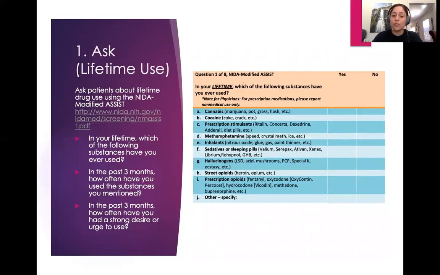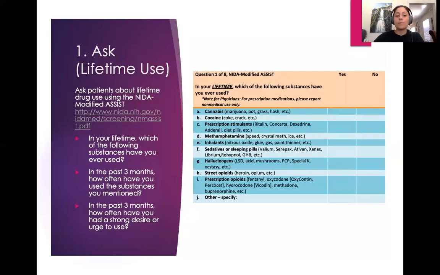Assuming the client has endorsed use of any of these things, and there's another list here of a bunch of different ones you would assess for, you would then move on to asking about lifetime use. And the NIDA modified assist measure, part of which is shown here, is an 8-item measure that assesses for 9 different drugs, including cannabis, cocaine, meth, sedatives, opioids, and lots more. And if the client answers yes for any of them, you then proceed with questions 2 through 8 for any of the substances they've said yes to. So this is a nice way to screen to see which ones you don't really need to concern yourself with, and then which ones warrant further assessment.